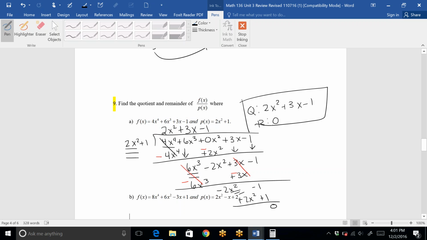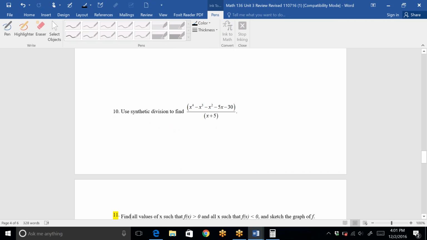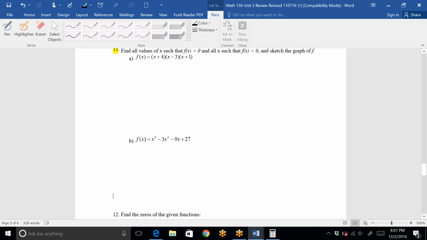So similar process to do part B. And then for number 11, I'll do one of these. I'll do the one that's already factored. All you have to do on B part is to factor it first. So we find our x-intercepts because we're trying to graph a polynomial. So our x-intercepts are negative 4, positive 3, and negative 1.